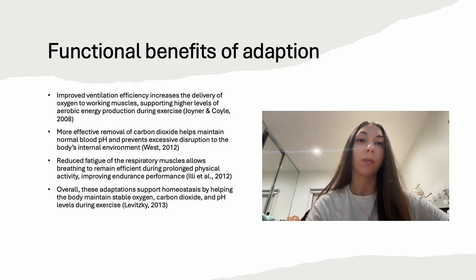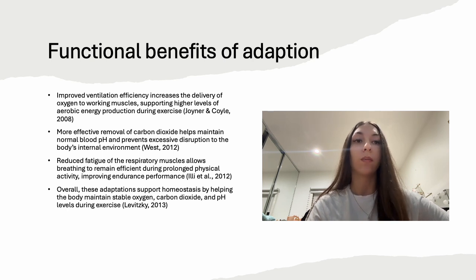These respiratory adaptations provide several important functional benefits during exercise. Improved ventilation efficiency allows more oxygen to be delivered to working muscles, supporting aerobic energy production and endurance performance. At the same time, carbon dioxide can be removed more efficiently, helping maintain normal blood pH and preventing major disruptions to the body's internal environment.